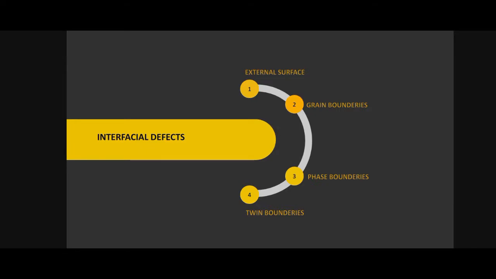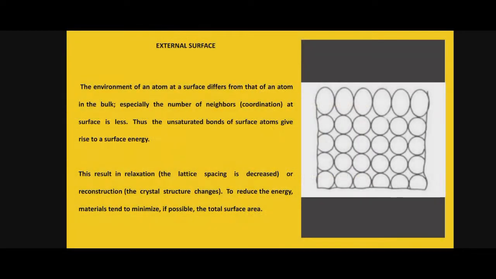External surface: the environment of an atom at the surface differs from that of an atom in the bulk, especially the number of neighbors at the surface is less. Thus, the unsaturated bonds of surface atoms give rise to a surface energy. This results in relaxation or reconstruction. To reduce the energy, materials tend to minimize the possible total surface area.